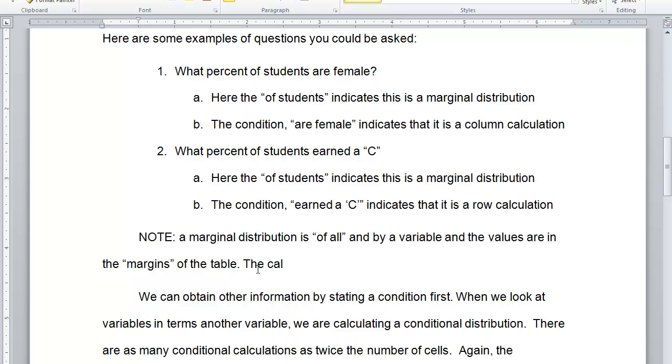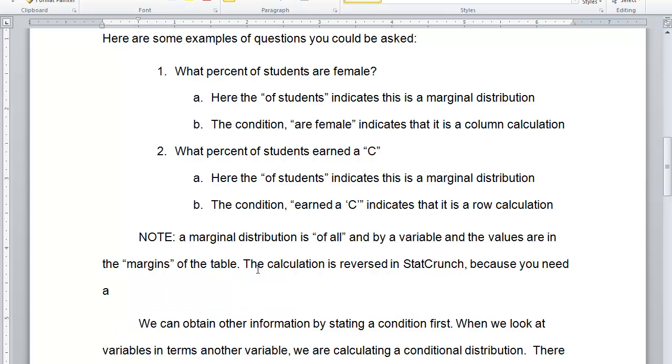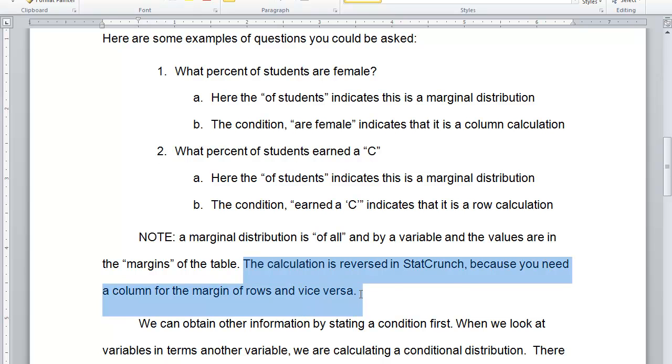The calculation is reversed in StatCrunch because you need a column for the margin of rows and vice versa. Okay? So just a little hint right there. The calculation is going to be reversed in StatCrunch.